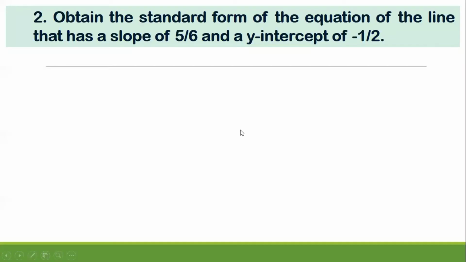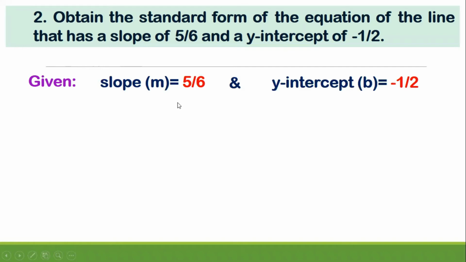Now for the second example here, we have to obtain the standard form of the equation of the line that has a slope of 5/6 and a y-intercept of negative 1/2. So you see the given here, we have the slope of 5/6 and the y-intercept which is negative 1/2. You notice the given here are in fraction form, but again, use the slope-intercept form because of course you're given the slope and the y-intercept.